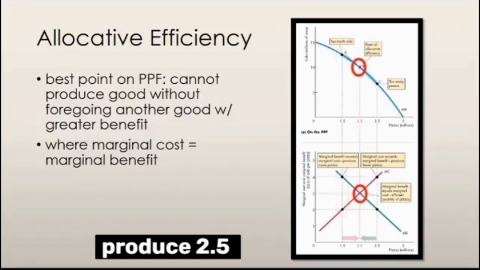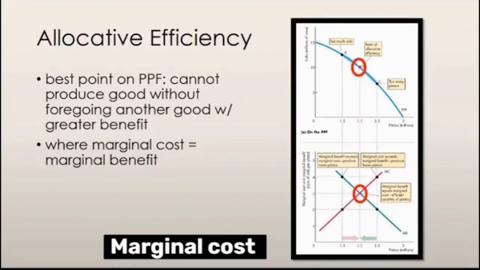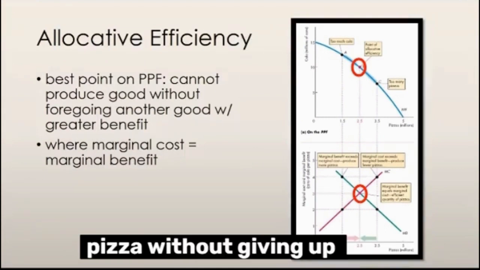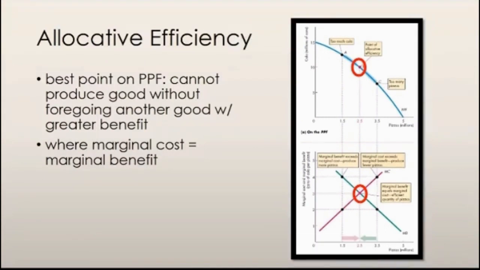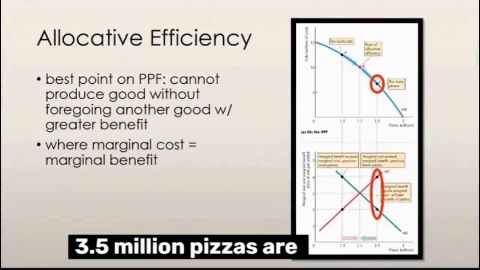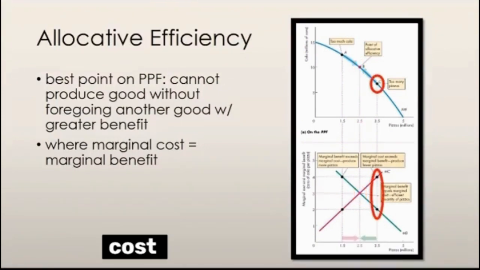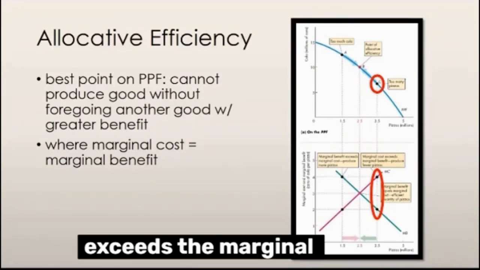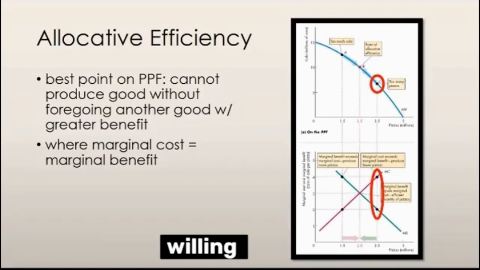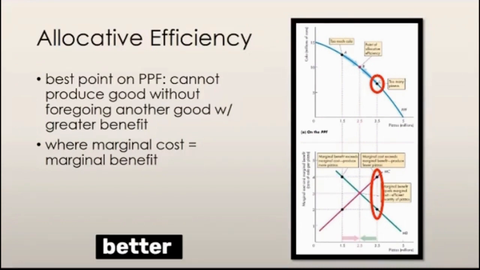The second point, where we produce 2.5 units of pizza, is the point at which we can say we have achieved allocative efficiency. Marginal cost is equal to marginal benefit, thus we cannot produce more pizza without giving up cola, which we now value more. The third point, at which 3.5 million pizzas are produced, is a point where the marginal cost of producing pizzas exceeds the marginal benefit. Pizza production costs more than people are actually willing to pay, so our resources would be better used if we produced less pizza.